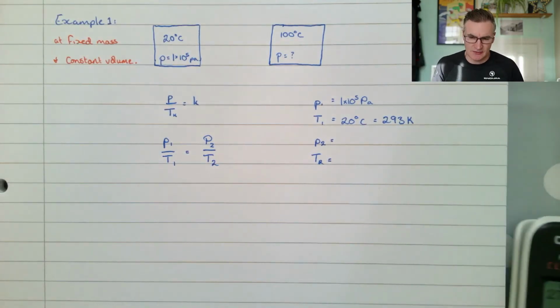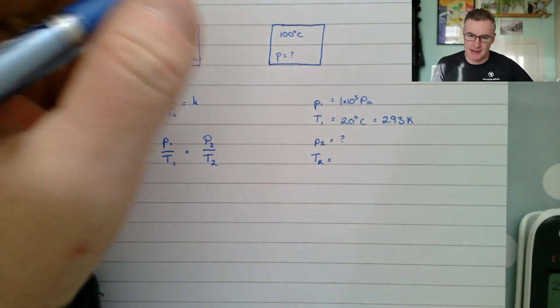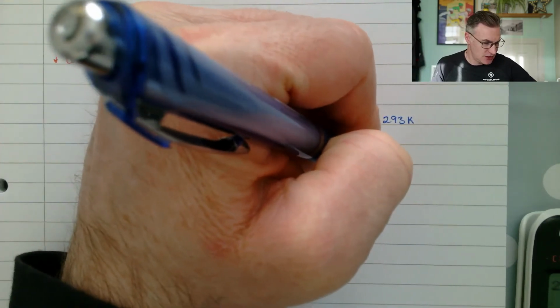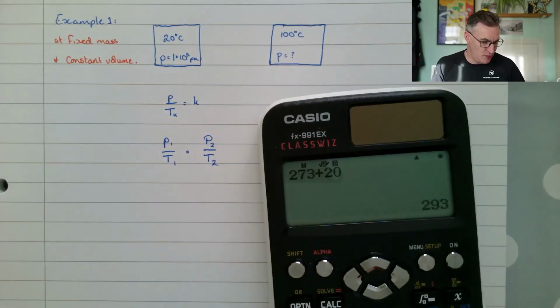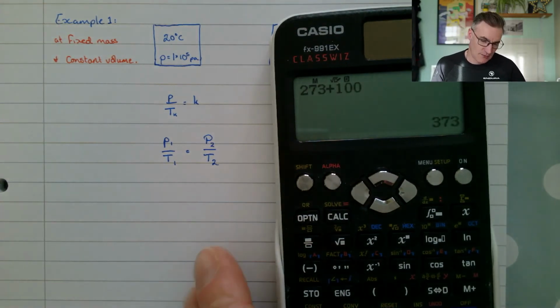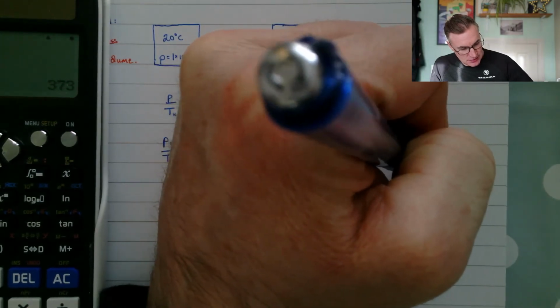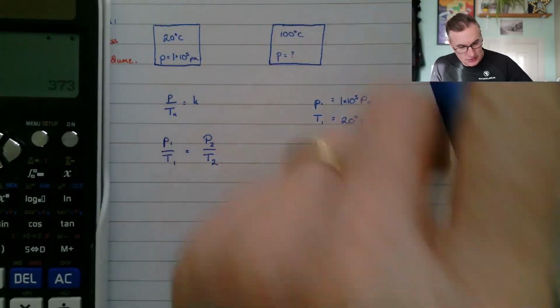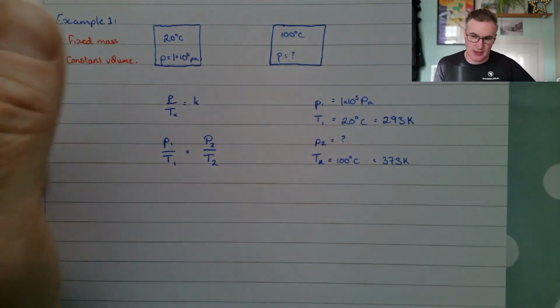293 Kelvin. We're going to look for pressure 2, so I'm going to put a question mark there. T2 was 100 degrees C, and that is going to be 273 plus 100. We can just about do that. 373 Kelvin.